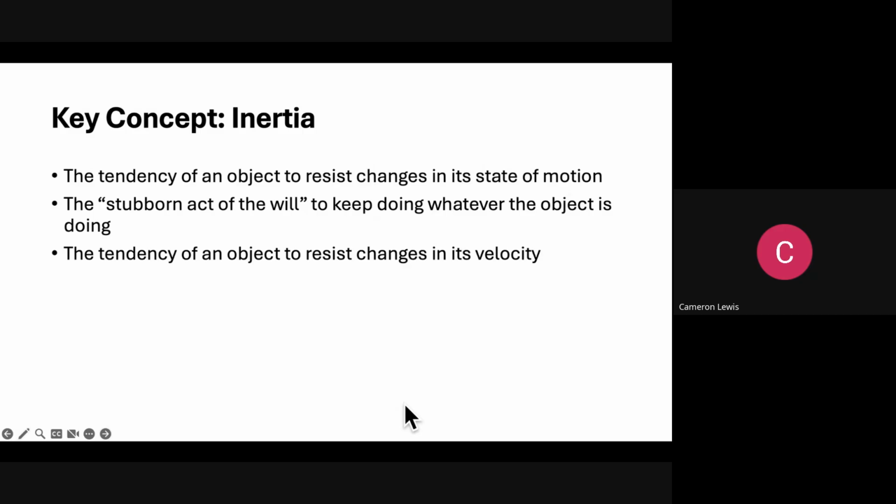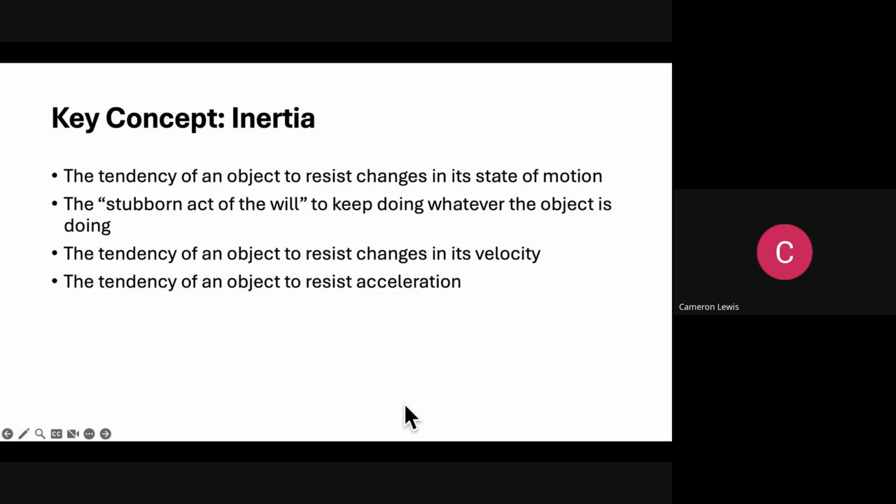Starting off when we talk about inertia, the tendency of an object to resist changes in its velocity. The change in velocity over time is acceleration. So you can even say the tendency of an object to resist acceleration. Oh, I swear I did not plan for that. I just said it out loud and it popped up as the next one. The tendency of an object to resist acceleration. There's four different definitions of inertia.